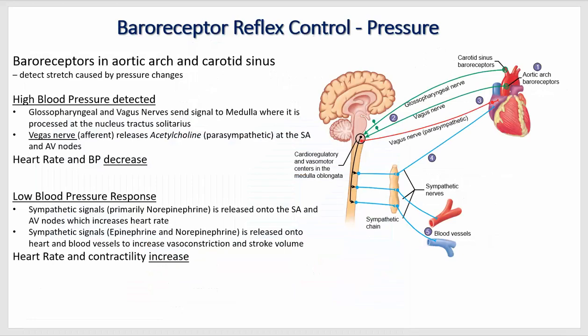Okay? So another look at the way this is taking place. If high blood pressure is detected, the signal goes to the medulla, so we can see it here through the glossopharyngeal, if it's the carotid sinus, and the vagus nerve from the aorta. And then the release of acetylcholine, which is parasympathetic, at the SA and AV nodes. Okay, so we can see the vagus nerve is going back. Of course, these would be together, but it's going back to the AV and the SA nodes.